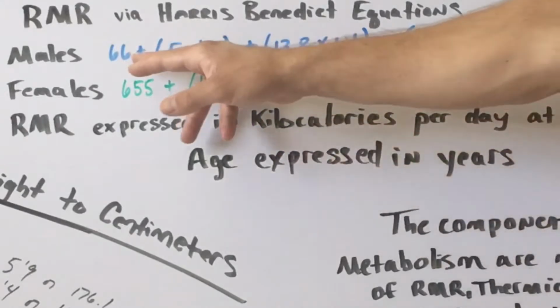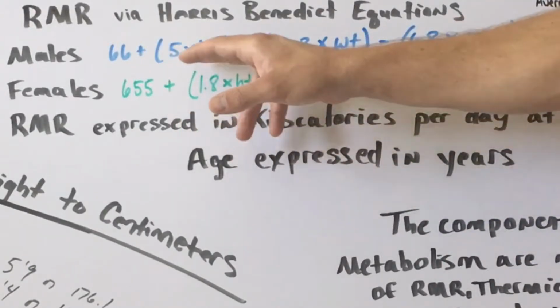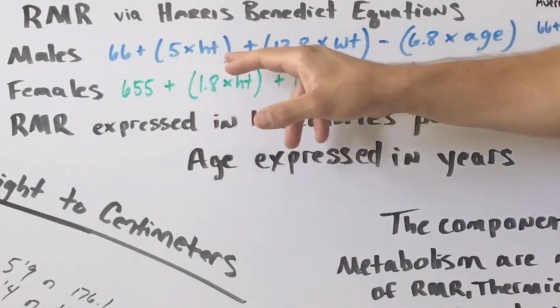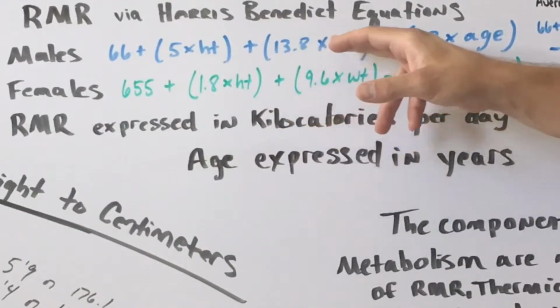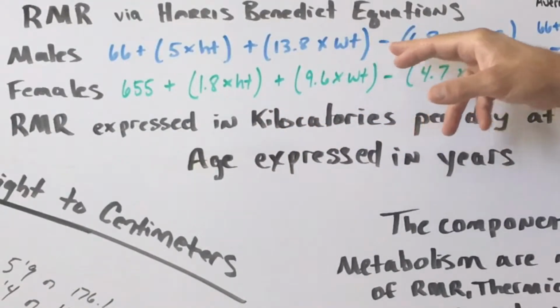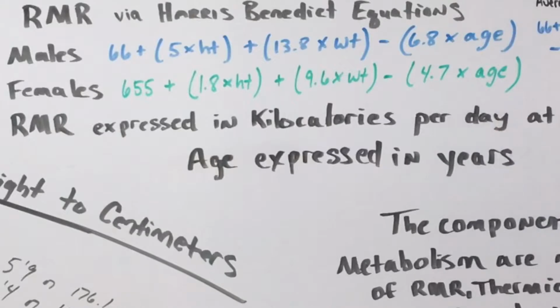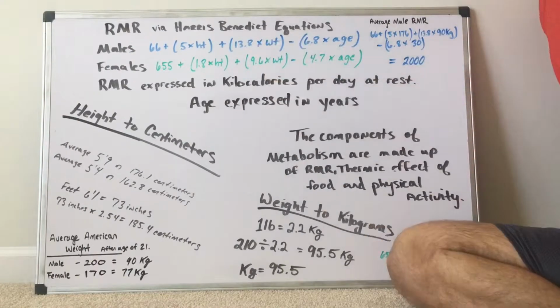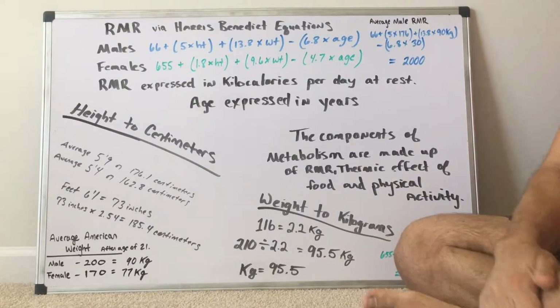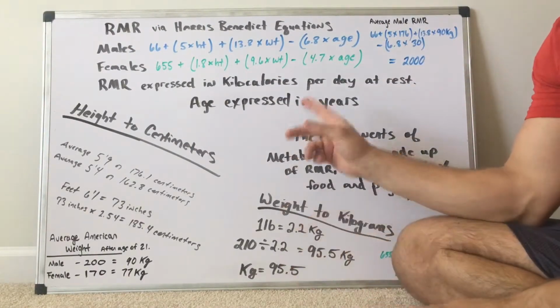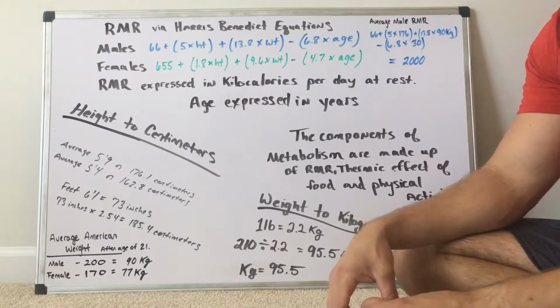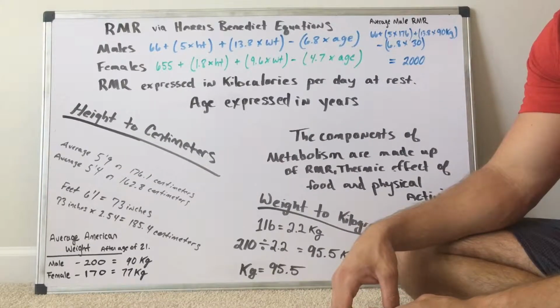So for males, it's 66 plus 5 times your height in centimeters, plus 13.8 times your weight in kilograms, minus 6.8 times your age in numerals. So if you're 30, just put 30 there. For females, it's 655 plus 1.8 times your height, plus 9.6 times your weight, minus 4.7 times your age.